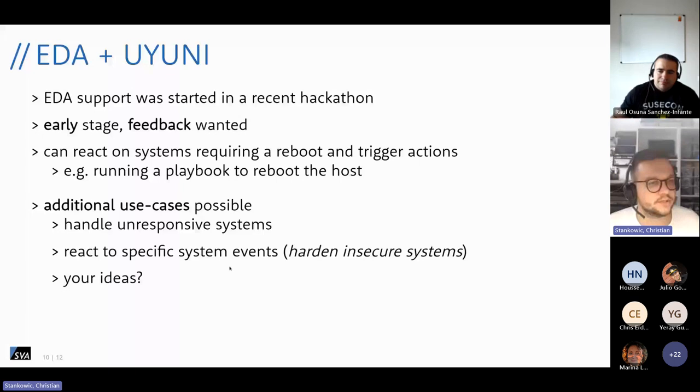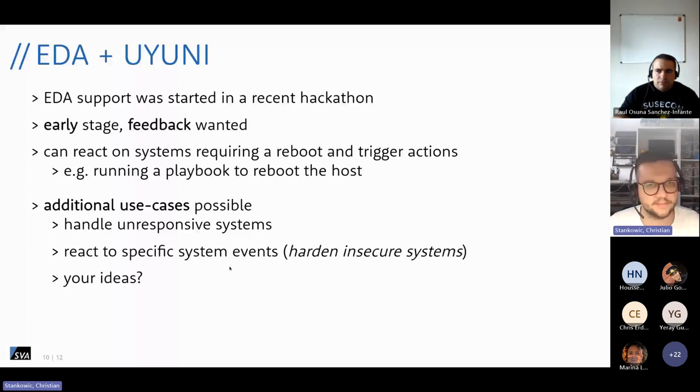Or let's say you could react to very specific system events. For example, you have an automated OpenSCAP scan and it turns out that one of your systems is horrendously insecure because of a patch that reverted all the hardening that you took. Then we could automate the reaction to it to re-harden it or maybe drop the network connection. So there are plenty of possibilities.